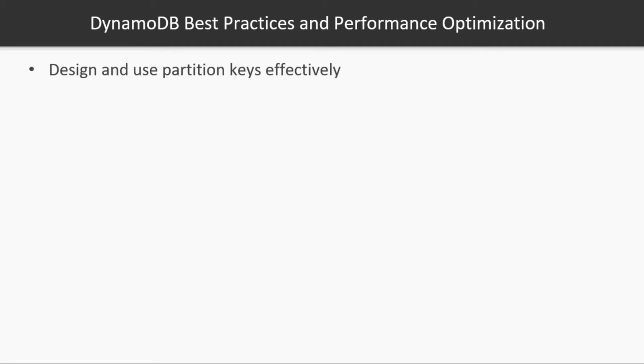Design and use partition keys effectively. The primary key that uniquely identifies each item in a DynamoDB table can be simple, a partition key only, or composite, a partition key combined with a sort key. Design your application for uniform activity across all logical partition keys in your table and its secondary indexes. Though this is a NoSQL best practice, you get the added benefits of burst capacity, adaptive capacity, and write sharding.